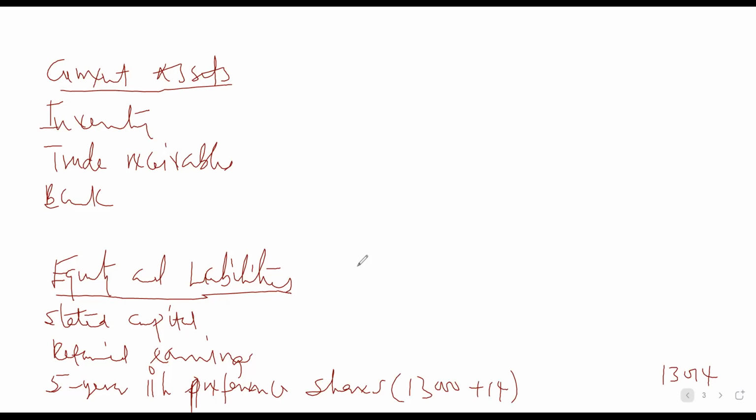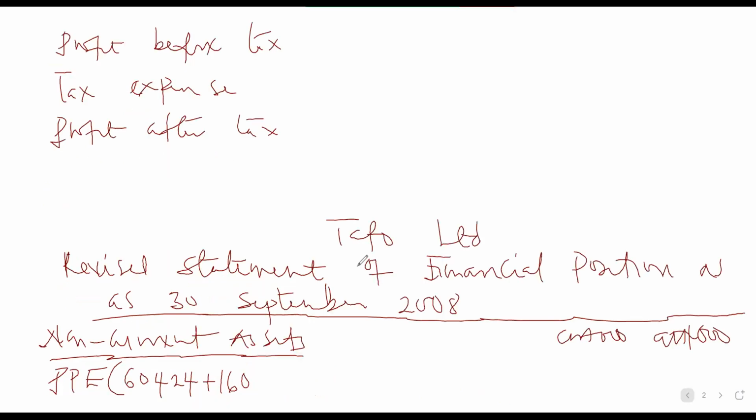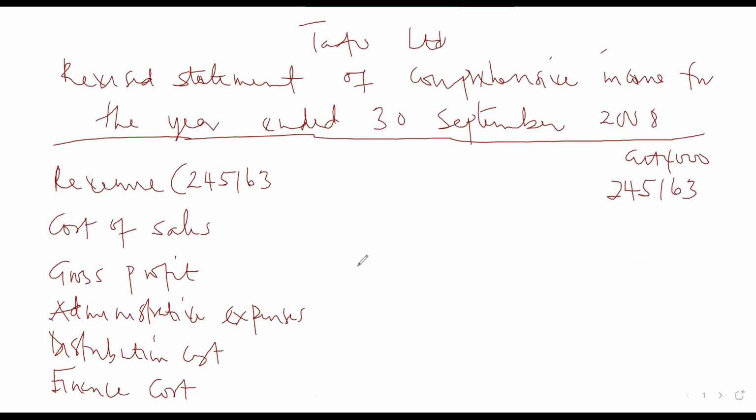The finance cost will go to where? Will go to profit or loss. So we now have a finance cost of what? 1548. Are we okay? All right. Let's move on to the next one. So that is all about that financial instrument.